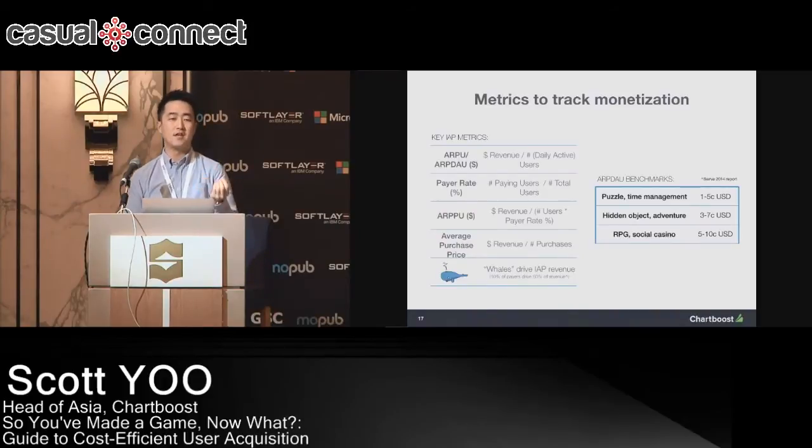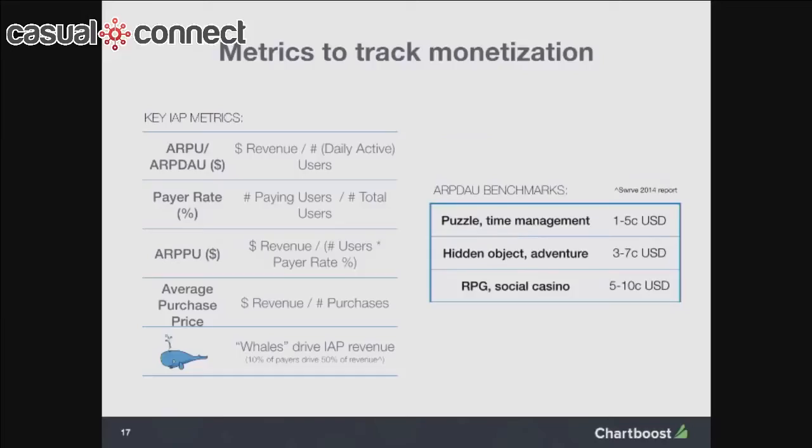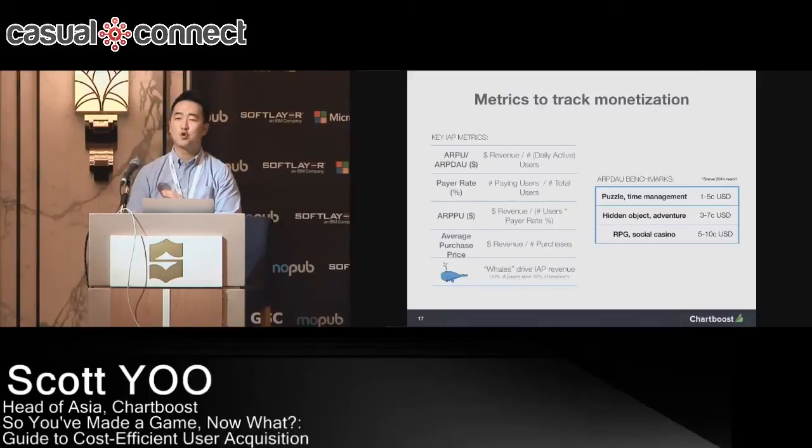Here are some of the ARPDAU benchmarks that you should be using. For puzzle and time management games, you should be seeing about 1 to 5 cents US dollars as a key metric that you want to optimize towards. For hidden object and adventure games, 3 to 7 cents. RPG and social casino games, 5 to 10 cents. Again, these metrics vary greatly depending on the category of games.